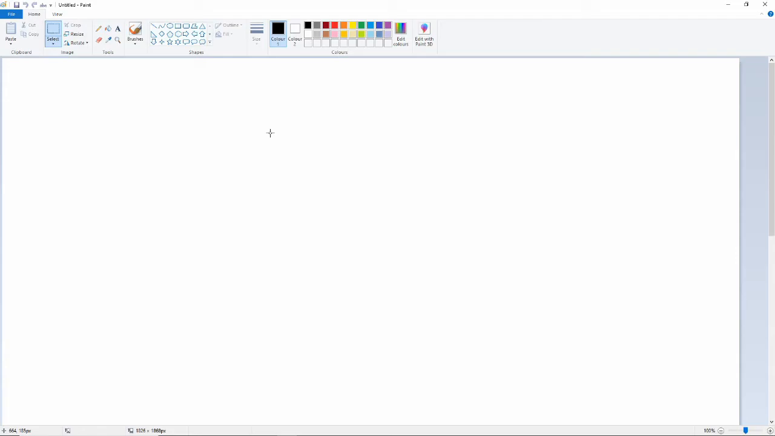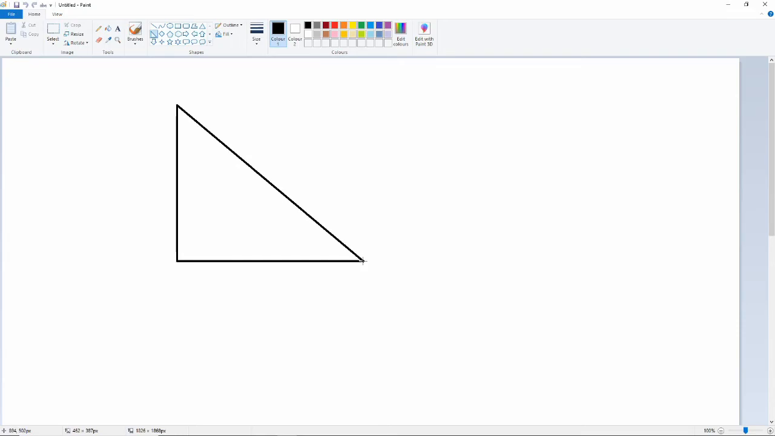Okay, so where might we come across this problem in real life? Or rather, in a GCSE exam, I should say. So here's a simple trigonometry problem. We have a triangle. This length is 3 centimeters. This length is 4 centimeters. So what is this length?